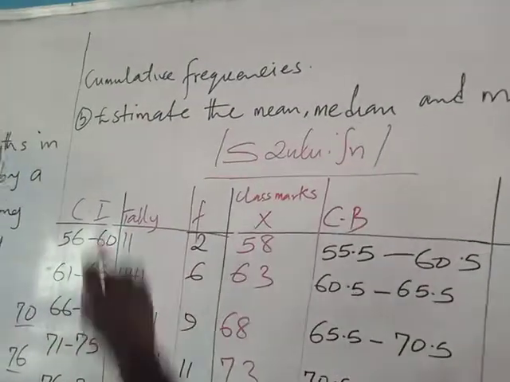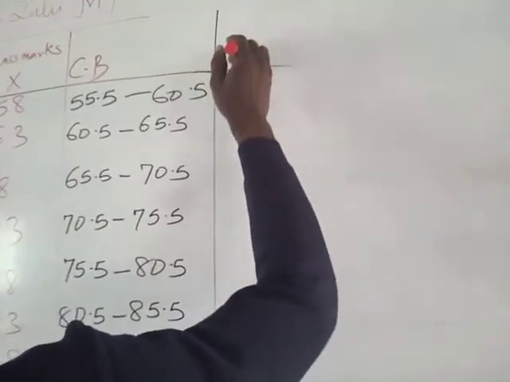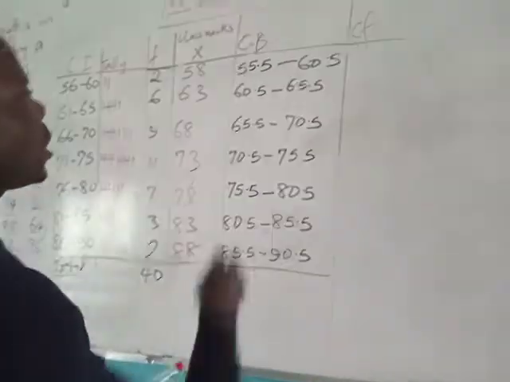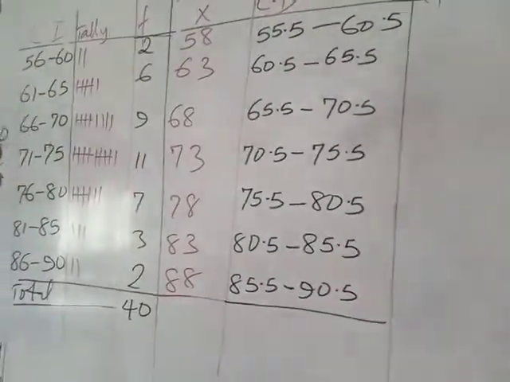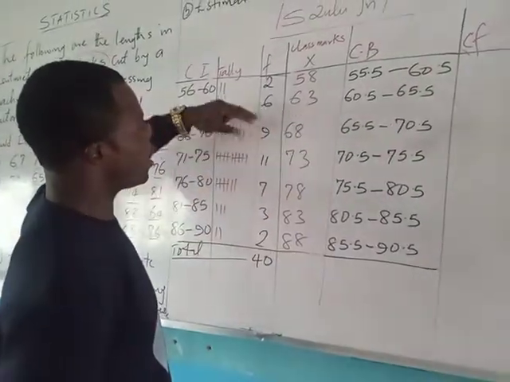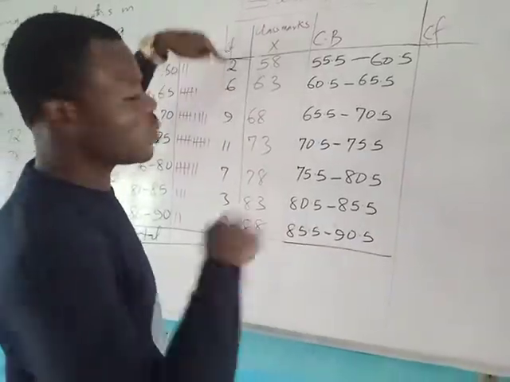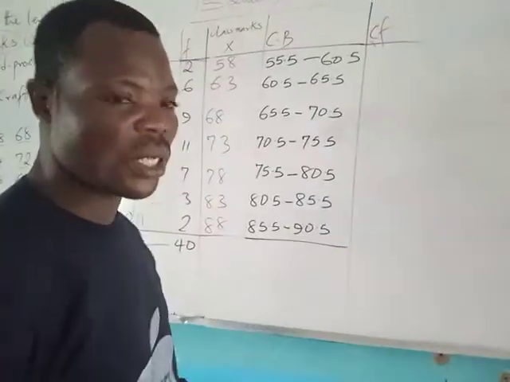So after the class boundary, the next thing is the cumulative frequencies. Let's denote that one by CF, cumulative frequency. This one is class boundary, cumulative frequency. So how do we get cumulative frequency? This is our frequency. We are adding the next frequency to the previous frequency. So the answer we obtain will be our cumulative frequency.